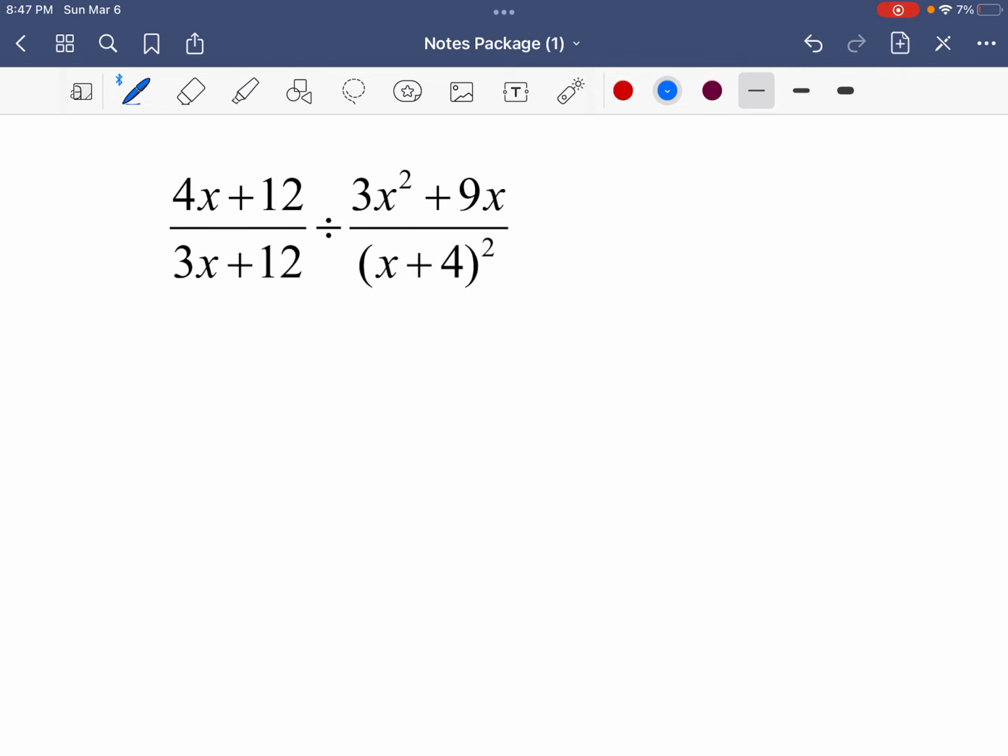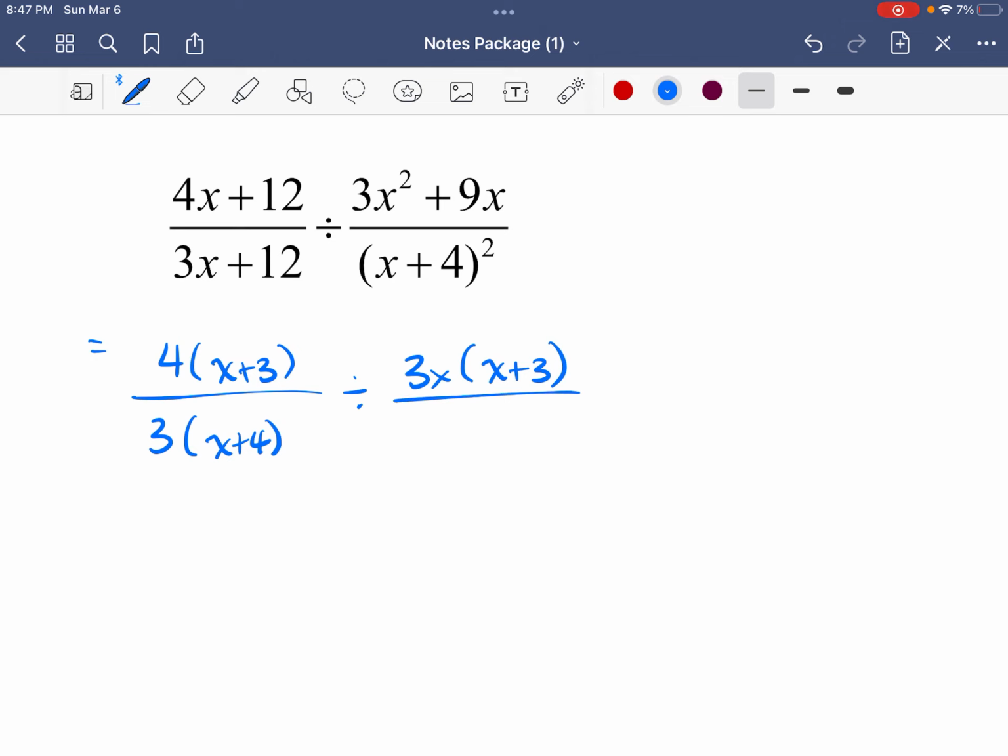Okay, step 1, factor. So factoring out of 4 leaves us with x plus 3. Factoring out of 3 leaves us with x plus 4. And we're still divided by this. And then I'm going to write this expanded. Okay, non-permissible values. Again, you don't have to write NPV, but useful to note.